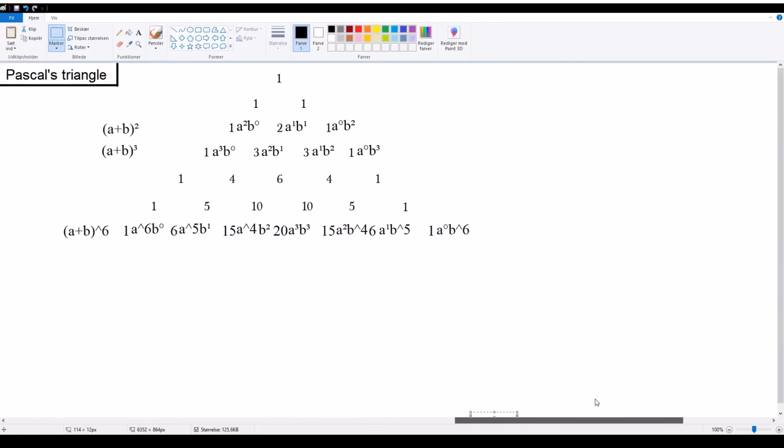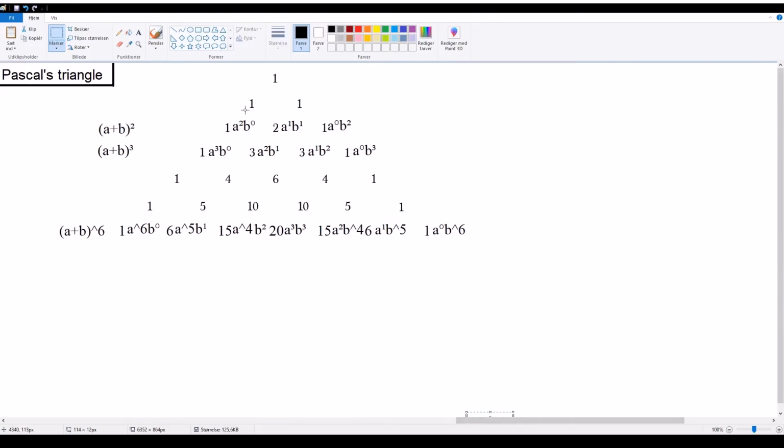So the way the pattern is in this triangle is on the outside you will always have 1, and then every number below it will always have the sum of the two numbers right above it together. So for example, 2 is the sum of 1 plus 1, 3 here is the sum of 1 plus 2, and 6 is the sum of 3 plus 3.